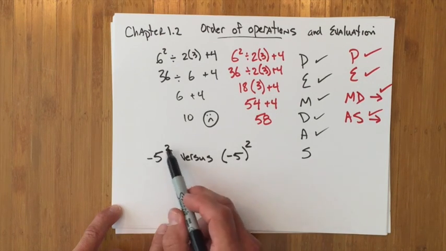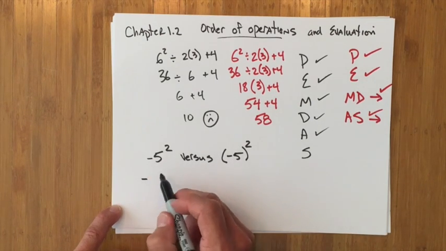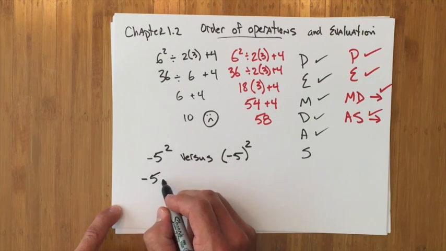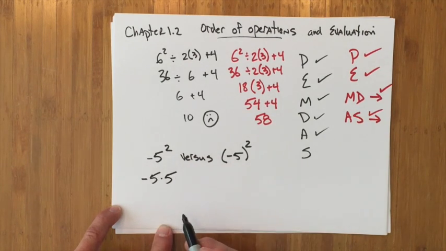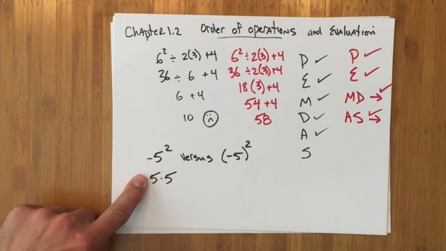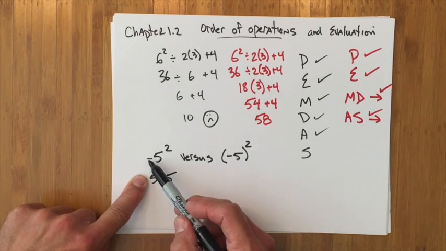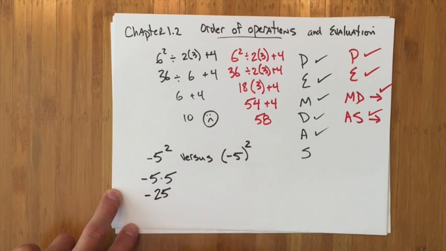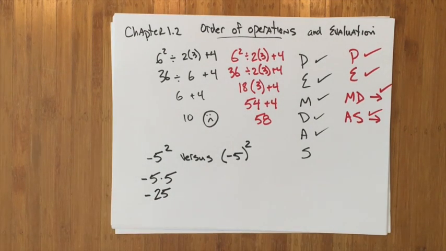So in this first example, the negative sign isn't actually being touched by the 2. The 2 is only touching the 5. So the 5 is the thing that gets written twice. And then you evaluate it. So think of it like this. It's 5 times 5 with the negative sign. So 5 and 5 make 25 with the negative sign, so you get negative 25, which is a little bit counterintuitive.